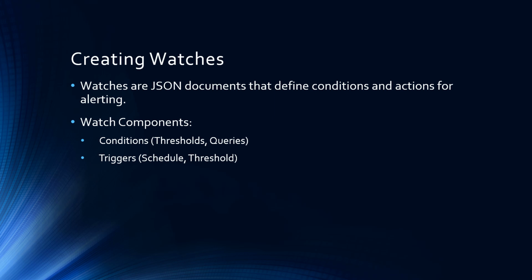Triggers need to be carefully timed to balance responsiveness with resource usage. I recommend starting with conservative evaluation intervals and adjusting based on your specific needs. Remember that more frequent evaluations consume more resources and might not always provide additional value. Watch management becomes increasingly important as your alerting system grows. Implement version control for your watch definitions and maintain documentation about why each watch exists and who owns it.